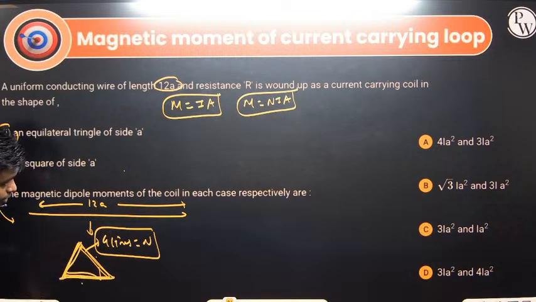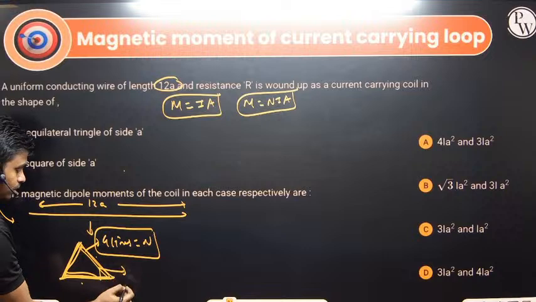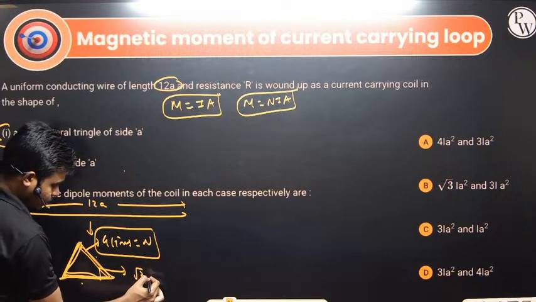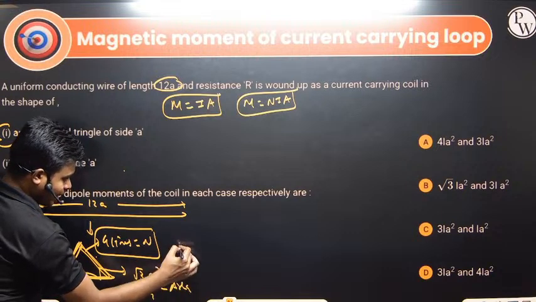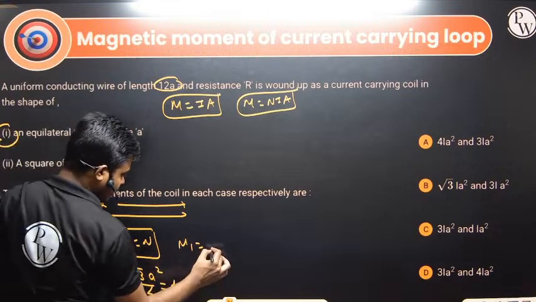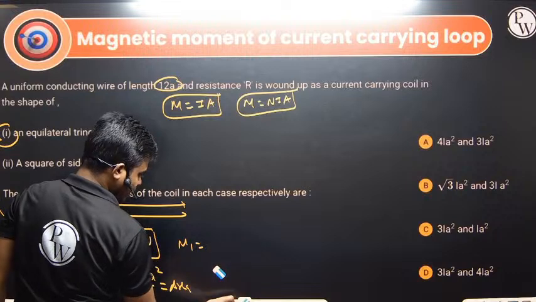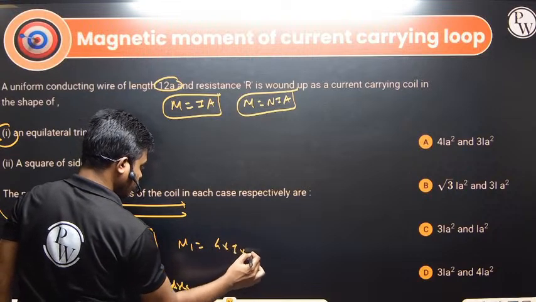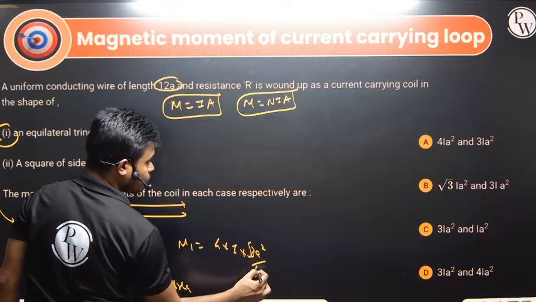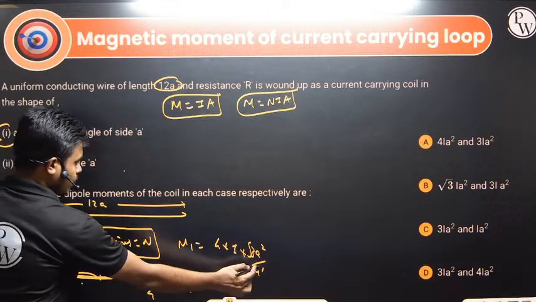How many times are we molding it? 4 times. So what is the area of this? Area is given by root 3 A square by 4. What is the magnetic moment in this case? I will write current multiplied by area, NIA. What is N? Number of turns is 4, into I, into root 3 A square by 4. So this 4 and 4 get cancelled.